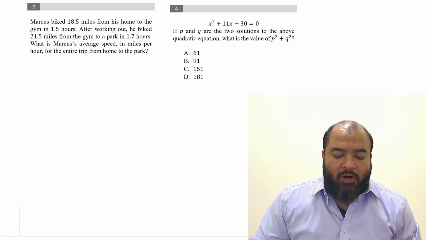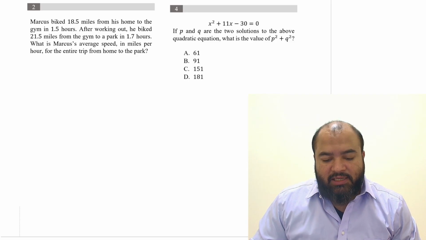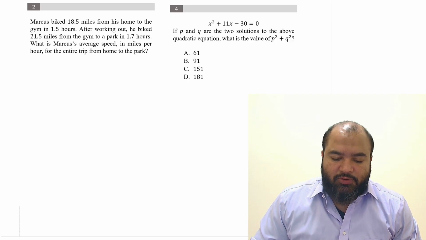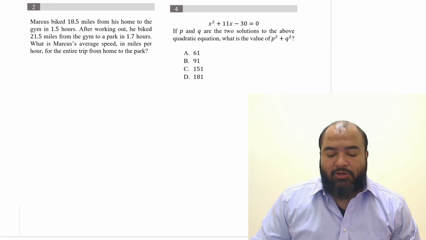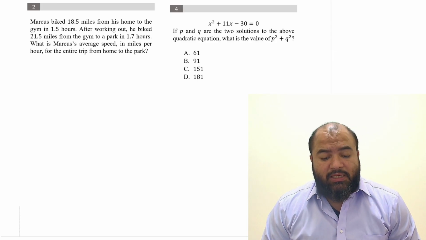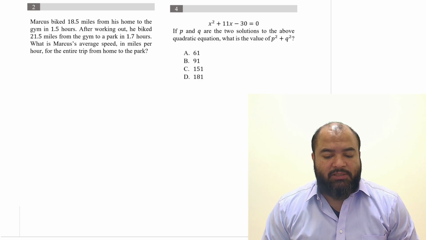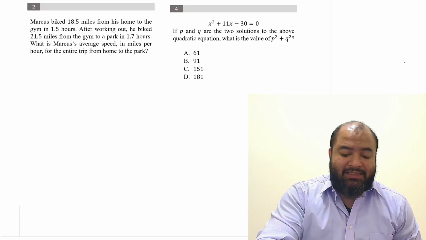Number 2. Marcus biked 18.5 miles from his home to the gym in 1.5 hours. After working out, he biked 21.5 miles from the gym to the park in 1.7 hours. Now, what is Marcus's average speed in miles per hour for the entire trip?